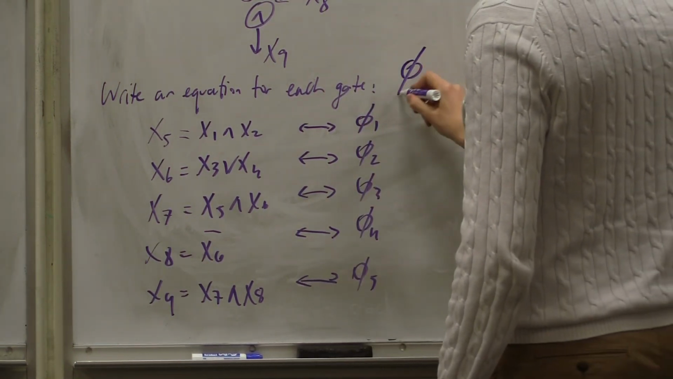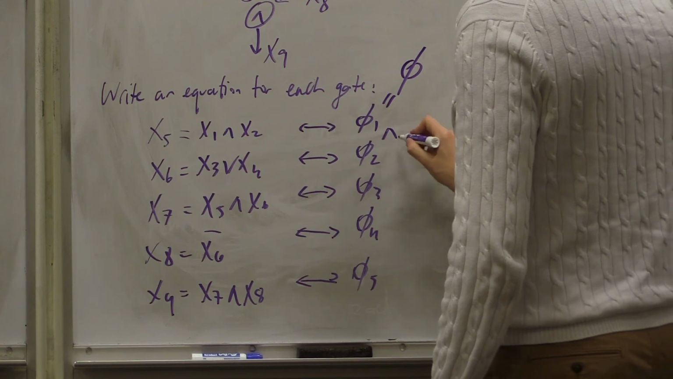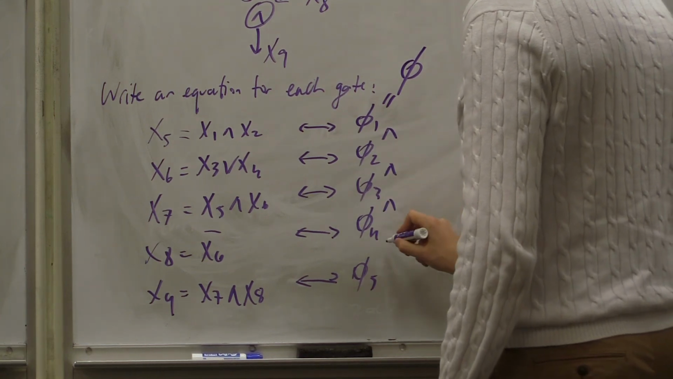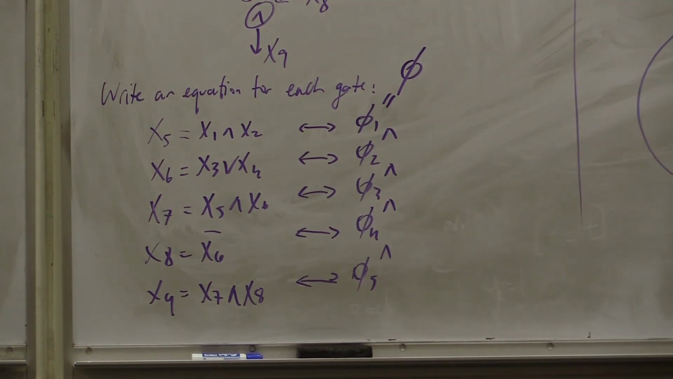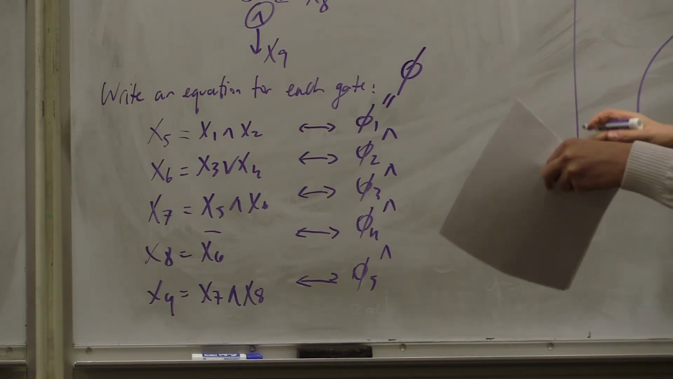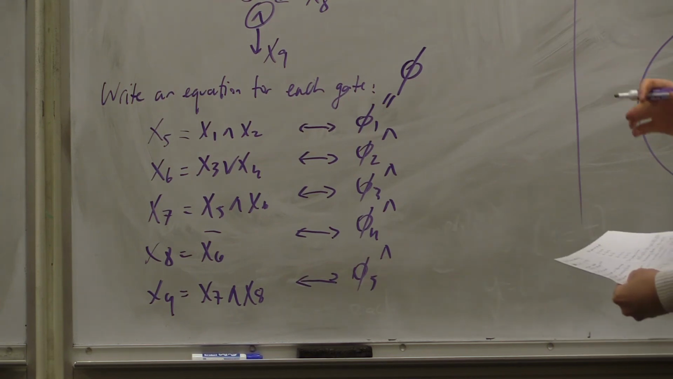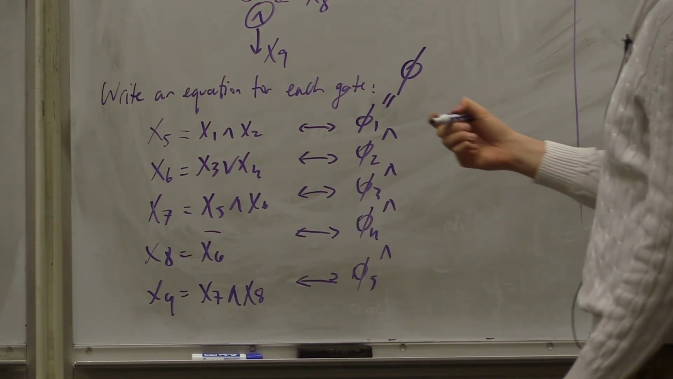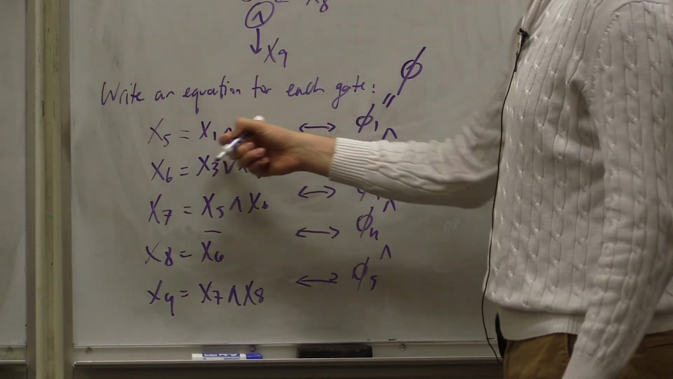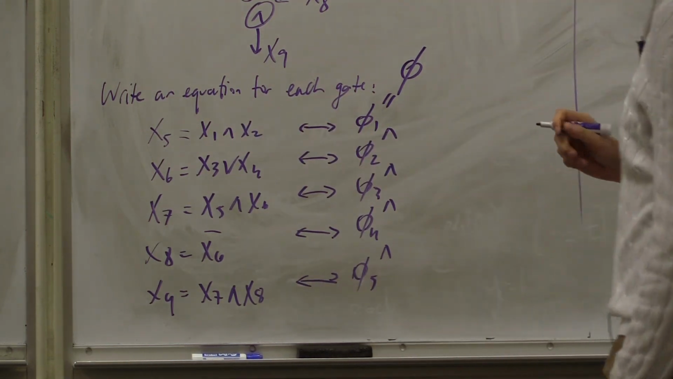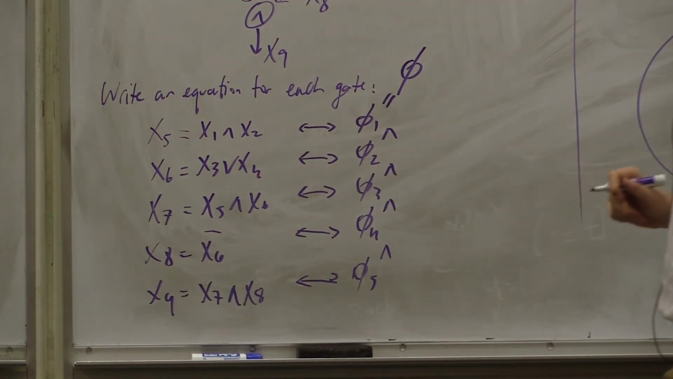And the final phi is going to be the AND of all of these formulas, okay? Now, if you have a bunch of formulas and you AND them, certainly you have, again, a formula, because that's like attaching another layer of the tree. So I only really need to explain how you're going to convert this equation into a formula.